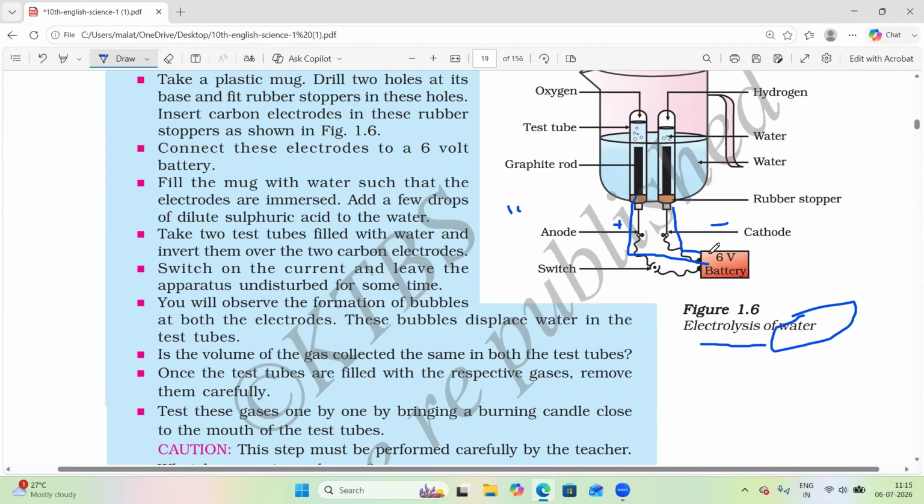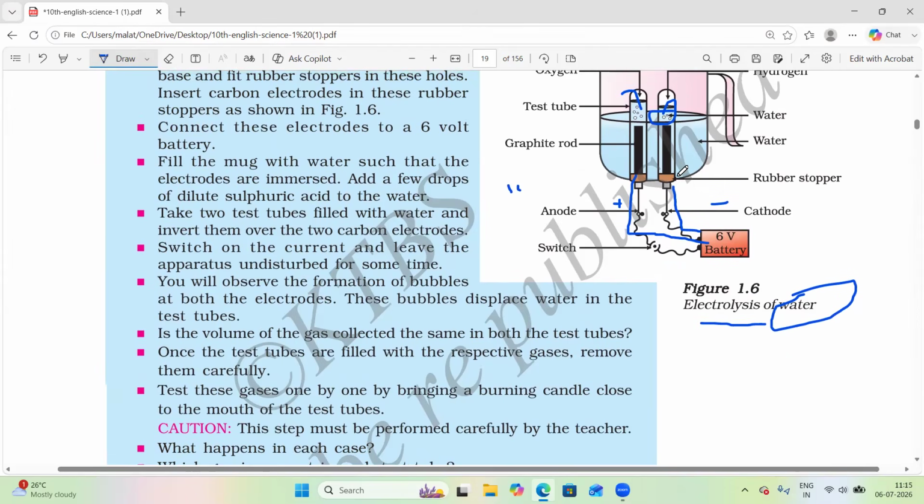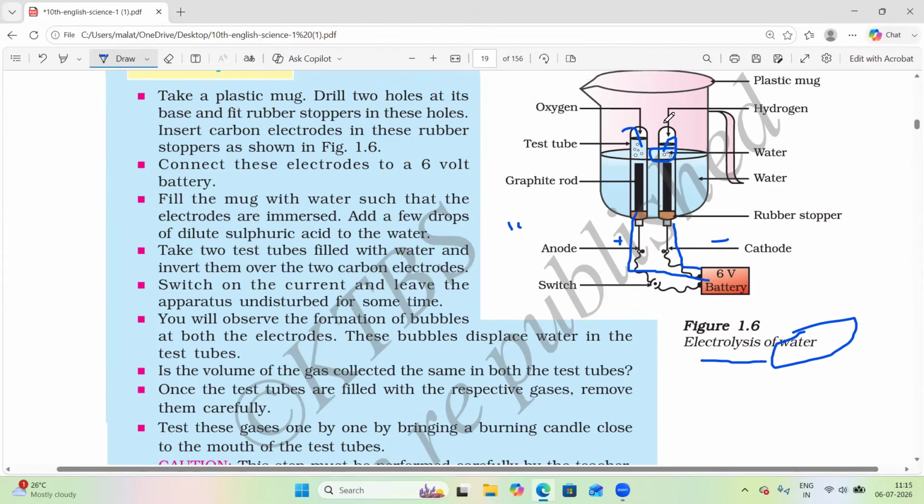After observing that, here you will get oxygen in one test tube and hydrogen in another test tube. That is what the decomposition reaction means. H2O becomes hydrogen plus oxygen. This decomposition reaction takes place by using electricity. Do we get the oxygen gas and hydrogen gas in the same portions here?